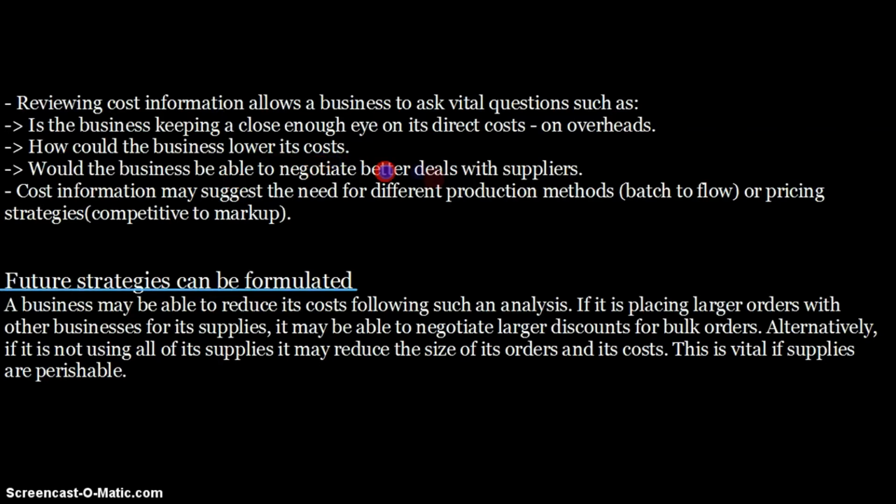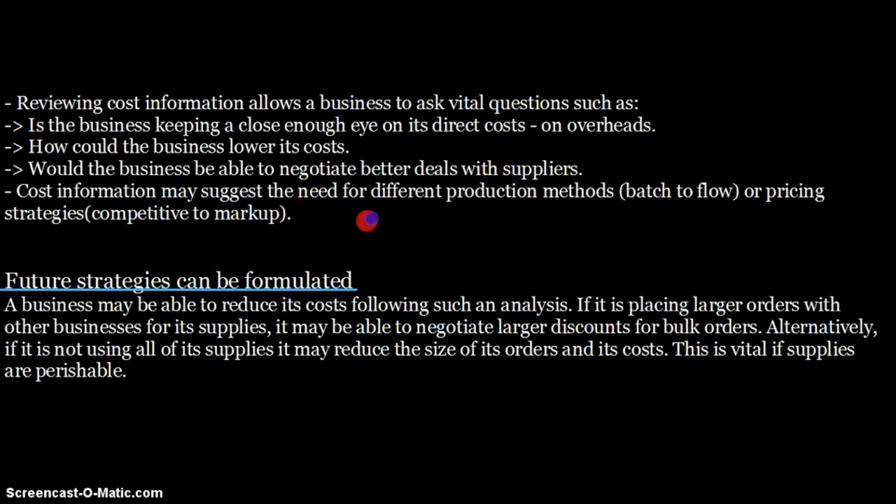Will the business be able to negotiate better deals with suppliers? That's one of the methods as well. Can they negotiate with suppliers to reduce cost, like saying, I'll buy a larger amount, so please give me more discount. Overall your unit cost could be reduced, and hence your overall cost will be reduced. All these three questions are very important for a business. If they review the cost information, they can ask themselves these questions, and depending on the answers they can decide where the business is going and what should be done now.